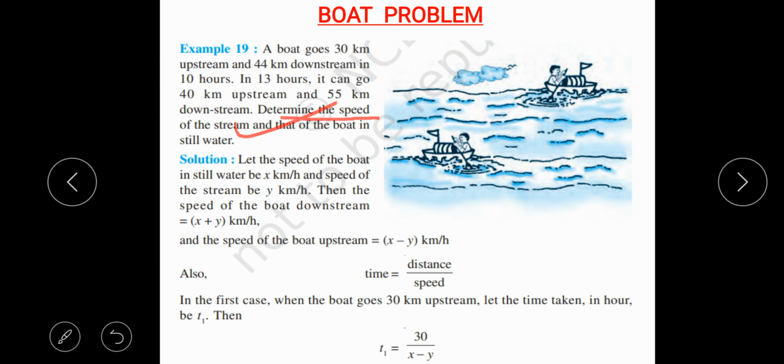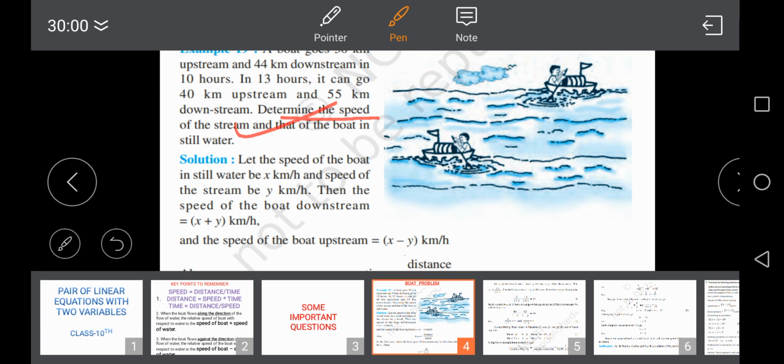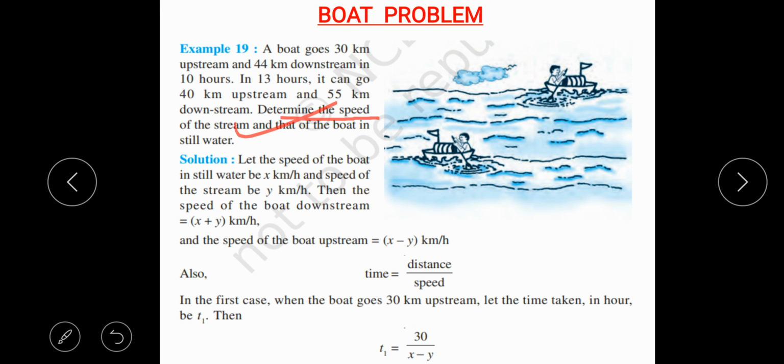Now as we have to find the speed in still water, we have to consider firstly the speed of the boat in still water. So in the solution part, just look: very firstly we consider the speed of the boat in still water to be x kilometer per hour.